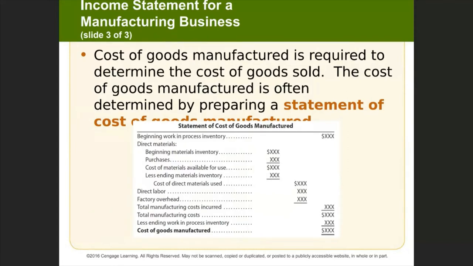Cost of goods manufactured is required to determine the cost of goods sold. The cost of goods manufactured is often determined by preparing a statement of cost of goods manufactured. Here we have an example of the statement of cost of goods manufactured. We start with our beginning work in process inventory, and then we have our direct materials. In our direct materials category, we have beginning materials inventory, any purchases that we may have made, and our ending materials inventory as well. We also look at our direct labor, our factory overhead, total manufacturing cost incurred, and total manufacturing cost. The end result gives us our cost of goods manufactured.